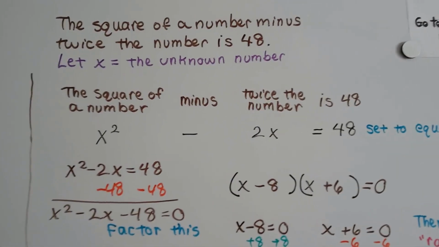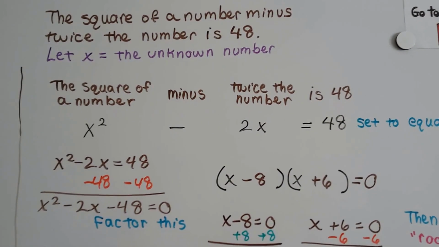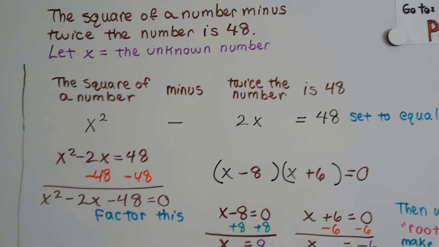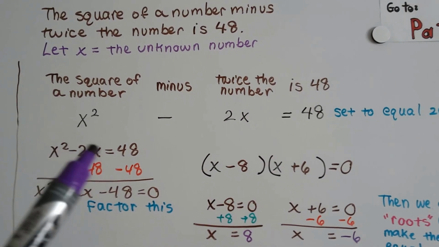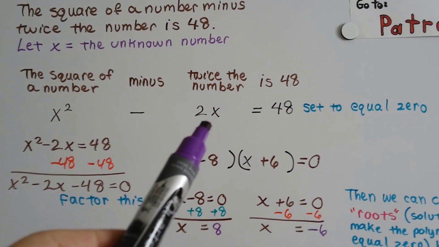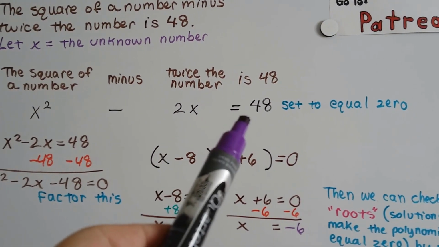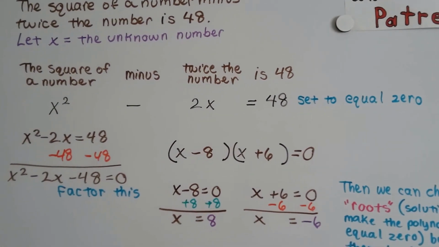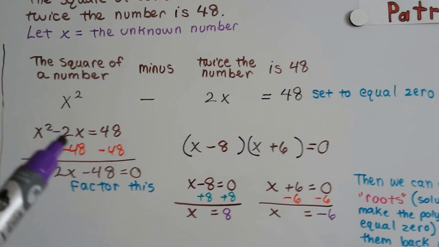See? The square of a number minus twice the number is 48. So, all right, let's let x be that unknown number. So we've got the square of a number, so that's x squared, minus twice the number, that's 2x, equals 48. Let's set it to equal 0. So let's subtract 48 from each side.